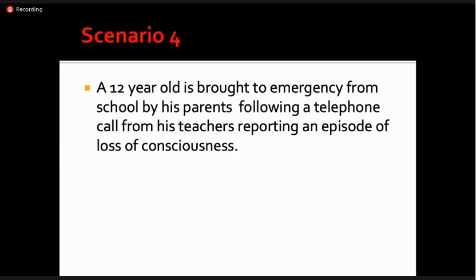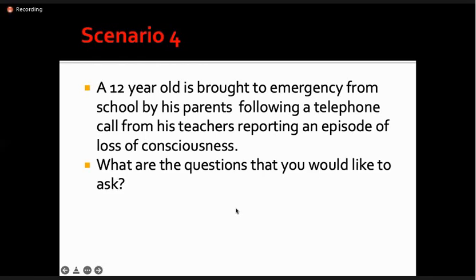Okay, so next scenario, a 12-year-old brought to emergency from school. So basically, his parents have been called to school by the teachers. The teachers have called them because the 12-year-old has collapsed and lost his consciousness. Okay, so what are the questions that you would like to ask? It's a similar process to what we have done for the previous cases, but it's practice for you. What are the questions that you would like to ask?